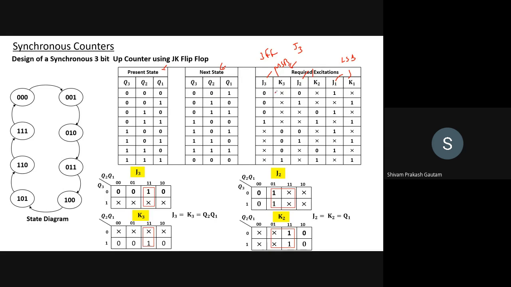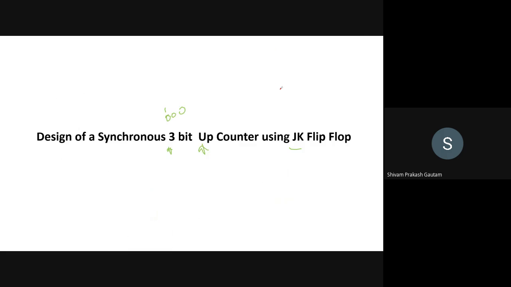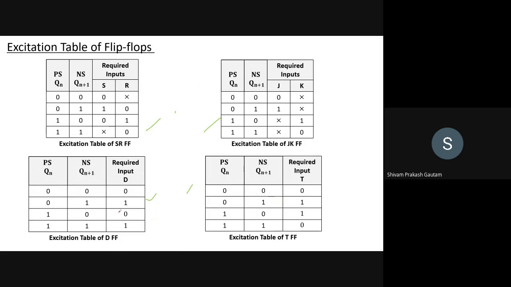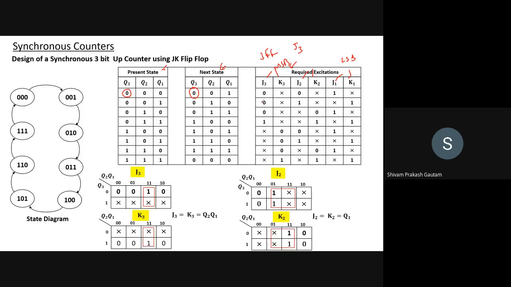Okay. Now, how are the values of J3 and K3 coming? So focus on the past state and focus on the future state. Now focus on past state of Q3 and future state of Q3. When past state is 0 and future state is 0, what can be J3 and K3? We have just seen the excitation table. When past state is 0, future state is 0, the excitation table says J can have 0 and K can have don't care. Right? Similarly, for each of them, you have to analyze.